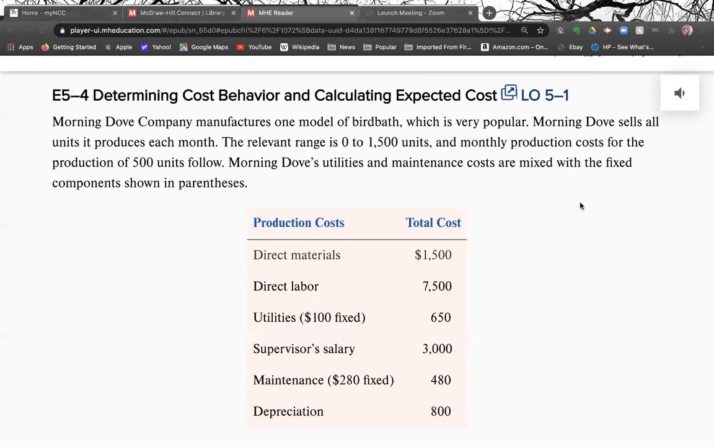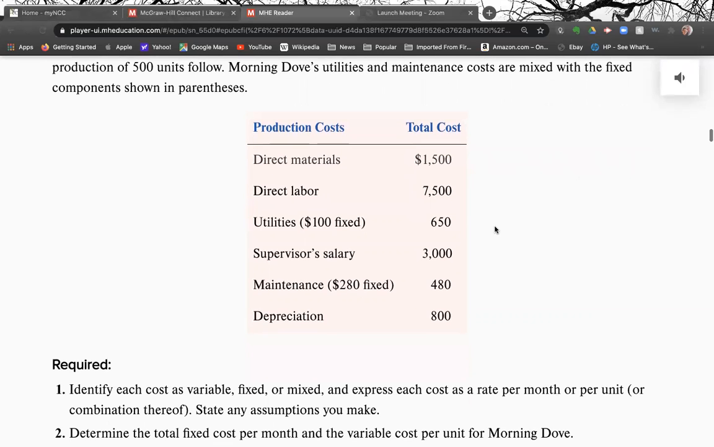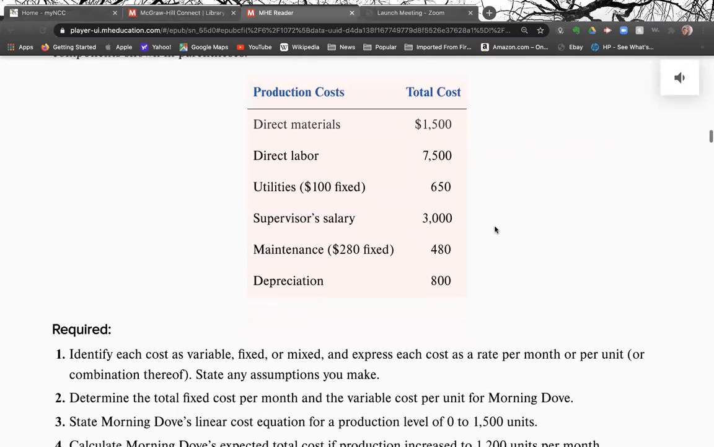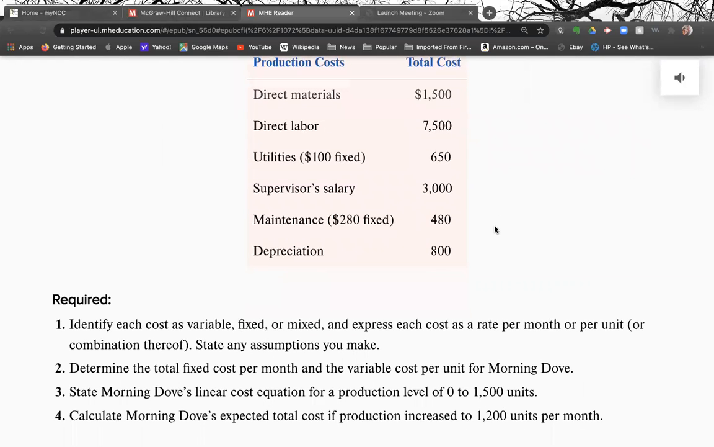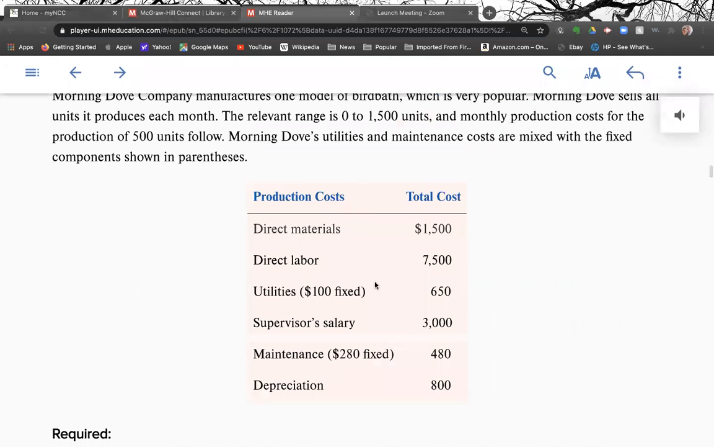Morning Dove's utilities and maintenance costs are mixed with the fixed components shown in parentheses, right? So you see all the costs listed here. Identify each cost as variable, fixed, or mixed, and express each cost as a rate per month or per unit. State any assumptions that you make. Determine the total fixed cost per month and the variable cost per unit. Forget number 3. And calculate Morning Dove's expected total cost if production increased to 1,200 units a month. Okay. So let's see how to set that up.